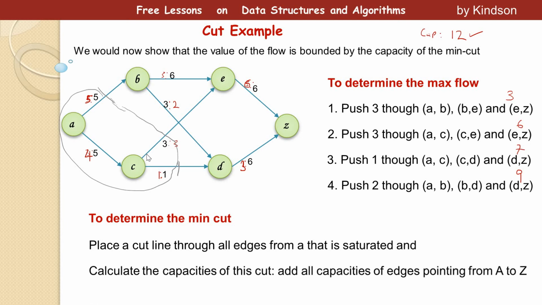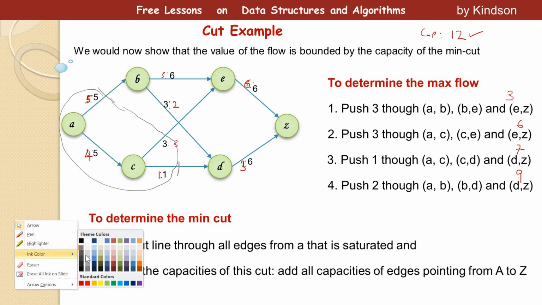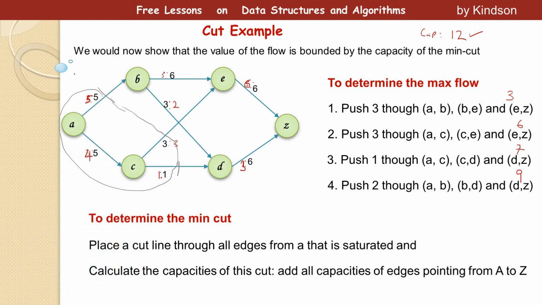So calculate the capacity of this cut. Add all capacities of edges pointing from A to Z. So let me take a pen. Sorry, so this is A, and this is B. So this edge is pointing from A to Z, this edge is pointing from A to Z, and this edge is pointing from A to Z.